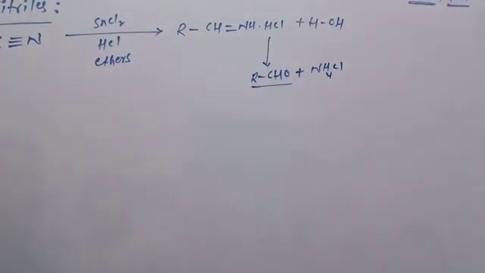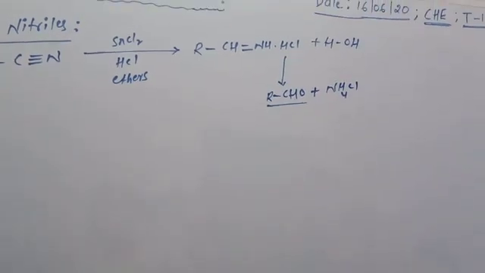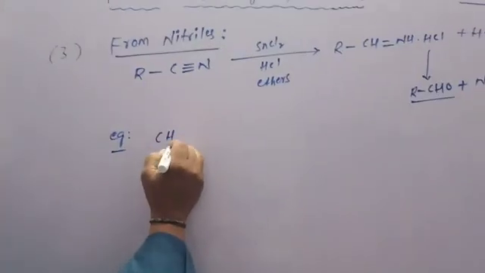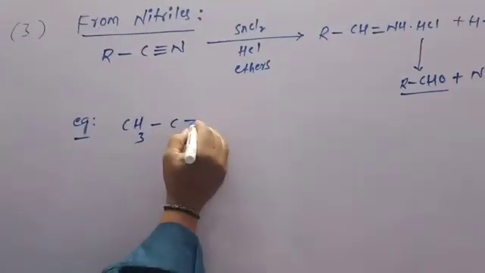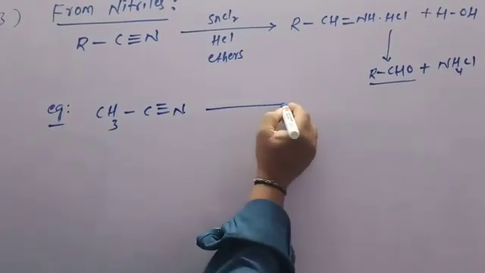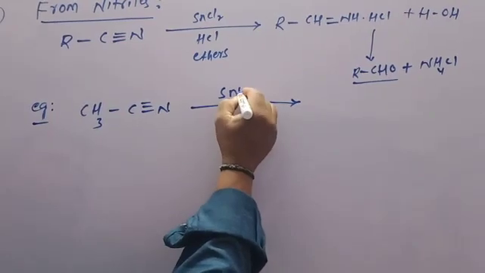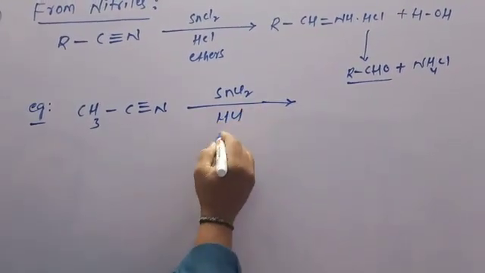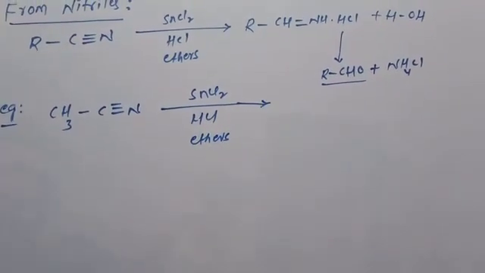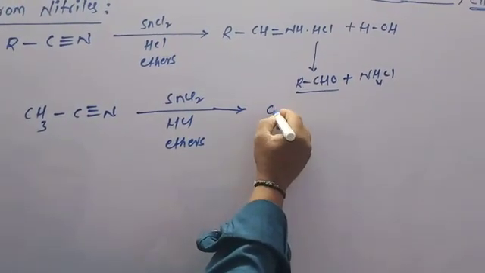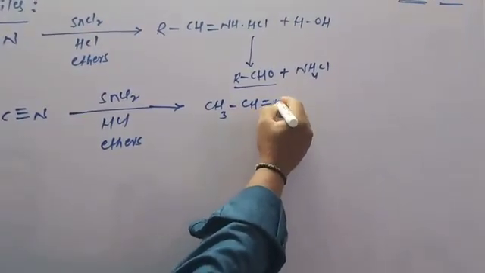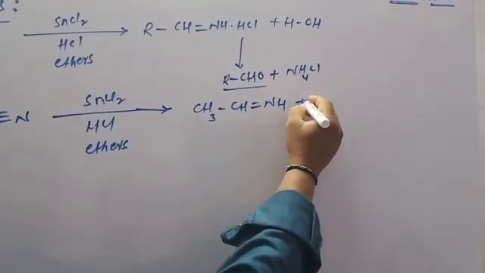So an aldehyde is obtained. For example, let us consider CH3–C≡N. This reaction takes place in the presence of SnCl2 and HCl, soluble in ethers. So then it gives CH3–CH=NH.